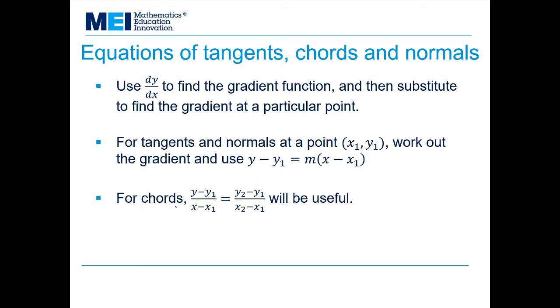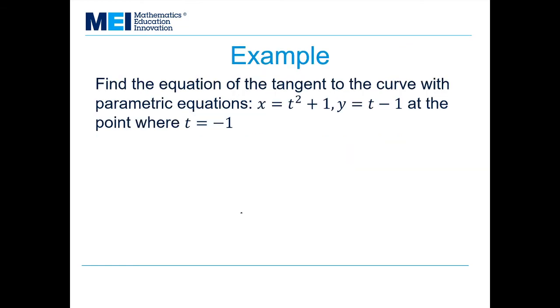Sometimes you're going to be asked to work with chords. In that case, you need to use (y minus y1) over (x minus x1) equals (y2 minus y1) over (x2 minus x1), where (x1, y1) is one point on the chord and (x2, y2) is the other point on the chord. Let's work through an example of this.